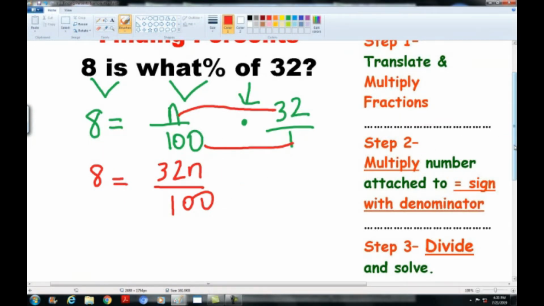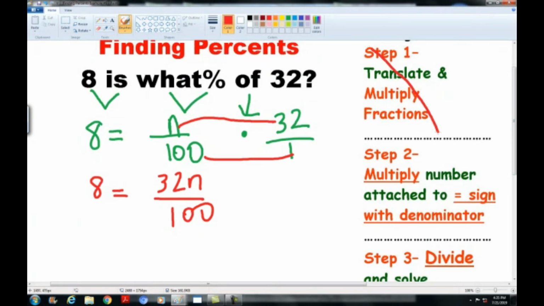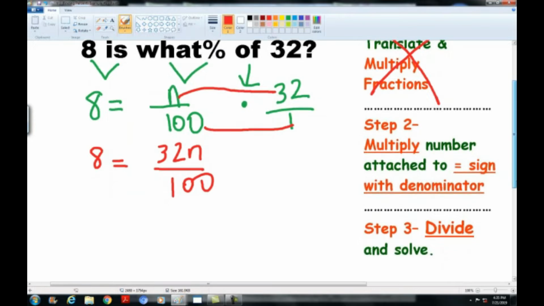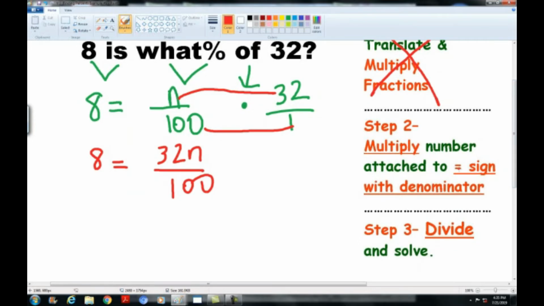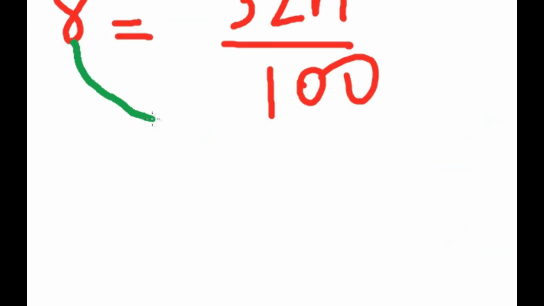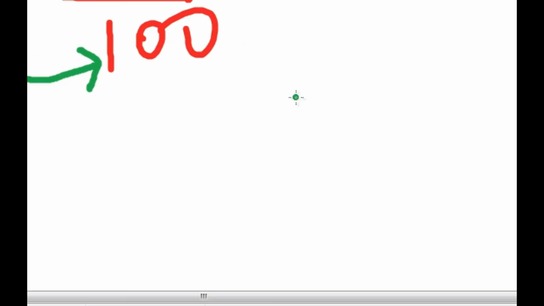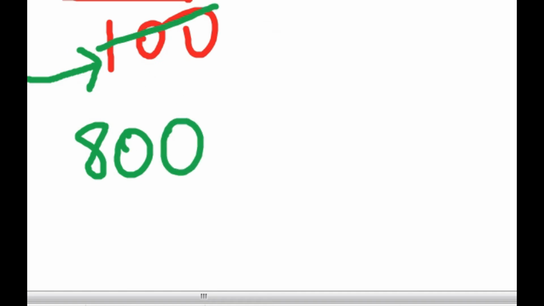Now, step 2 here. We're already done with step 1. We've already multiplied. Now we're on step 2. It says multiply the number that's attached to the equal sign with the denominator. So that means that we're talking about multiplying this number that's next to the equal sign here. We're going to multiply that by the denominator, which is the bottom number there. If we do that multiplication, what should we get? Yes, we get 800. Cross this out, cross it out. What do we have left that we haven't crossed out? We've got the equal sign, bring that down, and we have 32n.